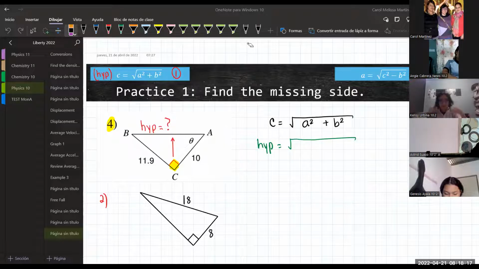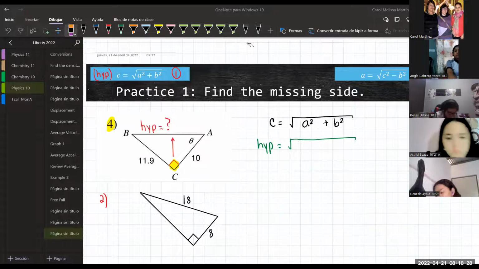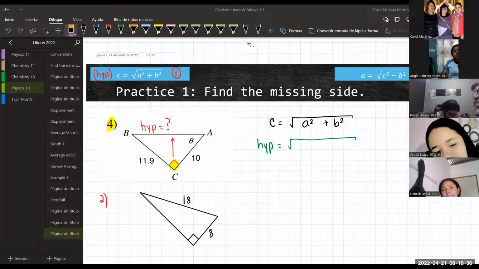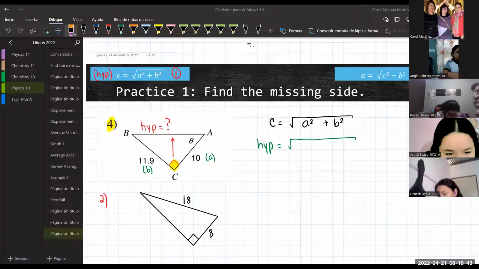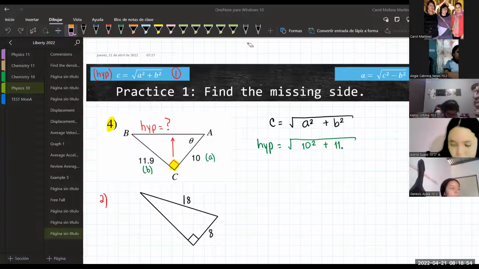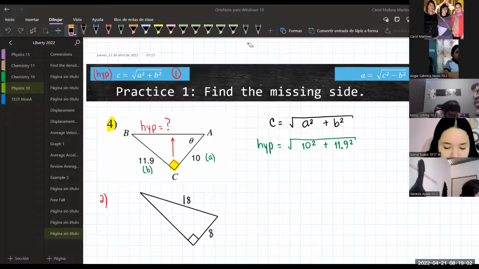Now, which one is going to be A and B? As I told you earlier, A and B are not important. You can call any side A or B. It doesn't really matter. So tell me, what side do you want to call A? 10 and B 11.9. Okay, let's work like this. A is 10 and B is 11.9. So we say A, that is 10, raised to the second power, plus B, that is 11.9, raised to the second power. Now we take our calculator and solve 10 squared plus 11.9 squared. The answer that you get, you will apply the square root of your answer.